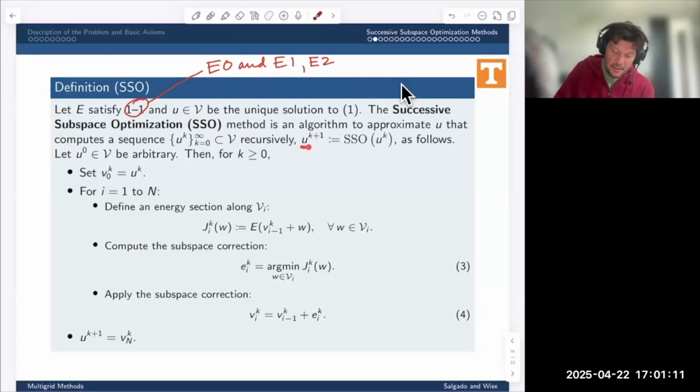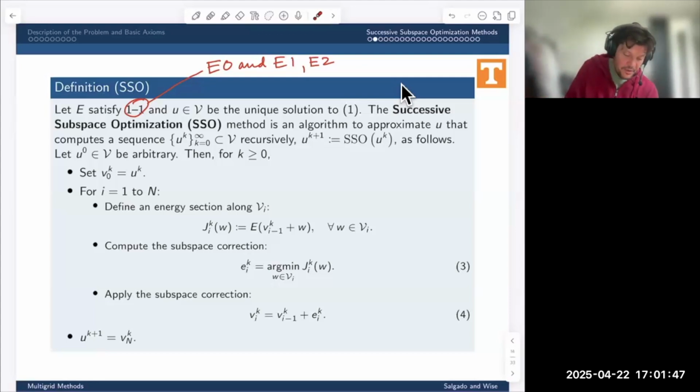It's going to be written in the form of an operator equation: U_{k+1} is equal to the SSO method applied at U_k. And it's recursive, right? If I get U_k, I can get U_{k+1}. If I get U_{k+1}, I get U_{k+2}, etc. They always require the previous iterate. So the question is, given U_k, how do I get U_{k+1}? That's the big question. That's not too bad.